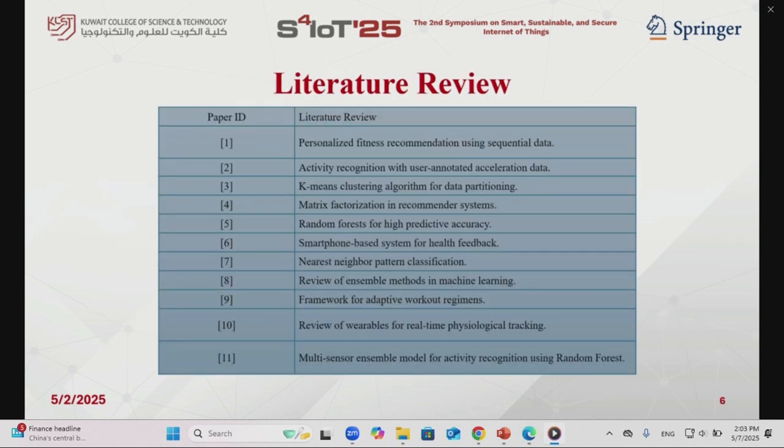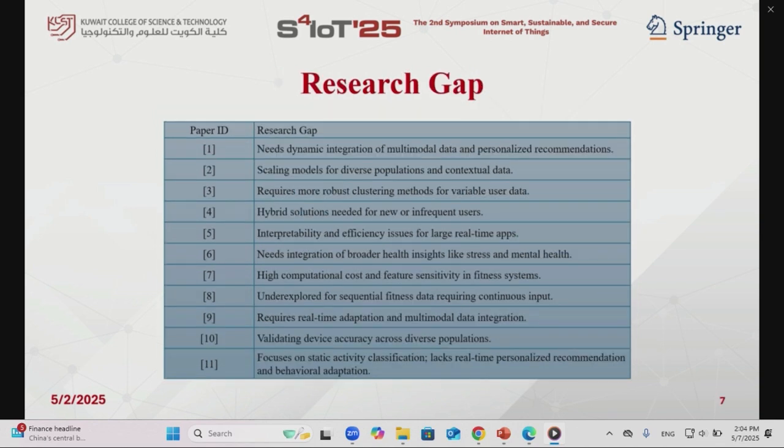This is our literature review basically. In our literature review, we cover prior work on activity recognition, recommender systems, and ensemble methods. We also review mobile health feedback systems and reinforcement learning approaches to fitness personalization. Now moving on to the research gaps that motivated our study.